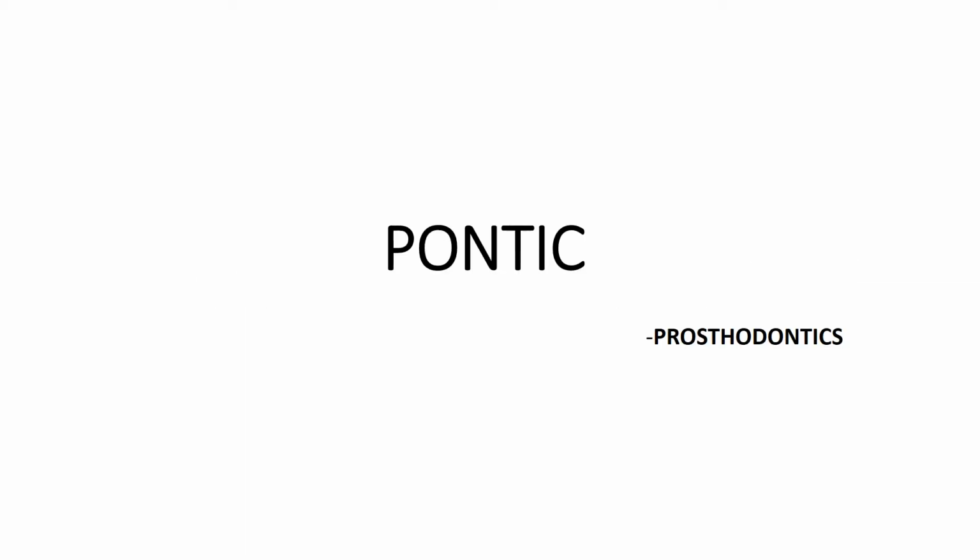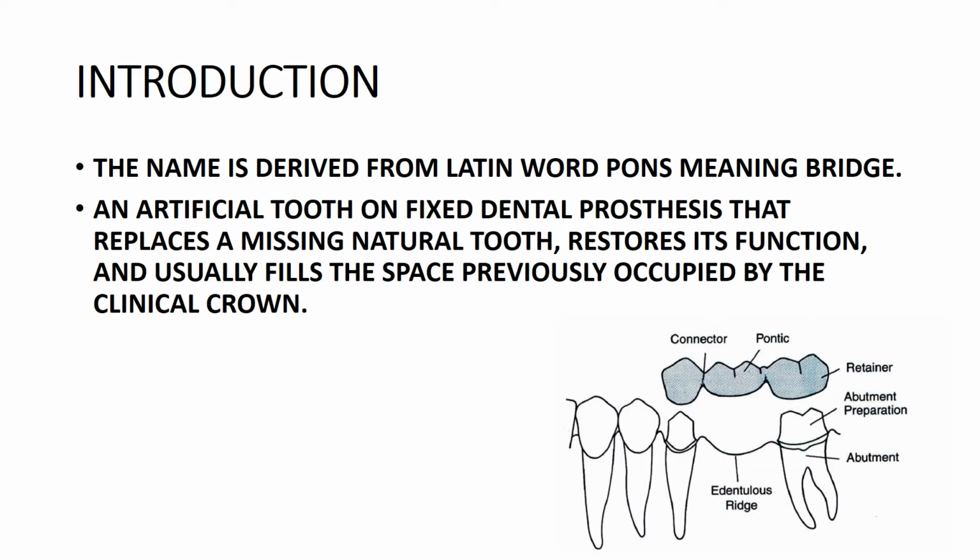Hello everyone. Now we have already seen two components of fixed partial dentures, that were retainers and connectors. Now moving on to the last component of the fixed partial denture, that is the pontic. The name pontic is derived from a Latin word, pons. Pons means a bridge, and therefore it is known as a pontic, as your fixed partial denture is known as a bridge.